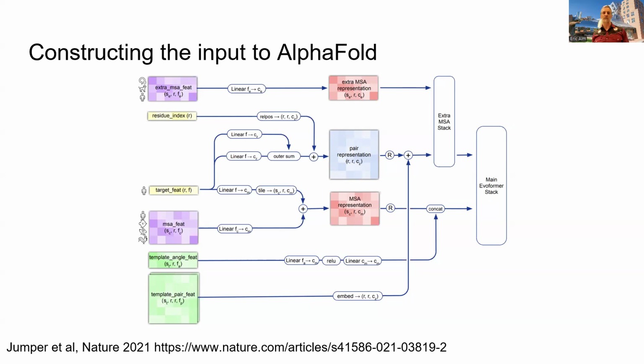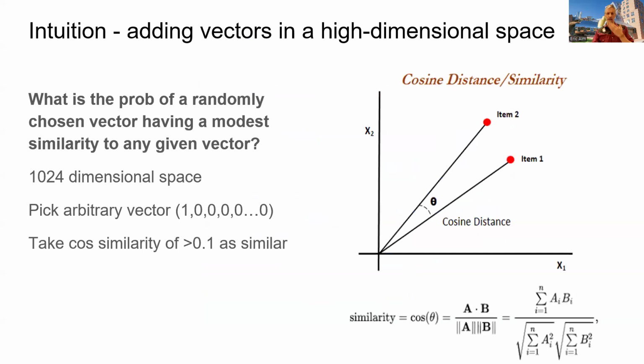And we see that for a lot of these, we're just taking different features and maybe the embeddings of those features, and then we're either concatenating them together. So in the case of the MSA representation and the pair representation, they're just getting concatenated together. So they're different components of some much larger vector. Or if they tend to have the same meaning, we're adding them together. And so we're adding these vectors together, these vectors in a high dimensional space.